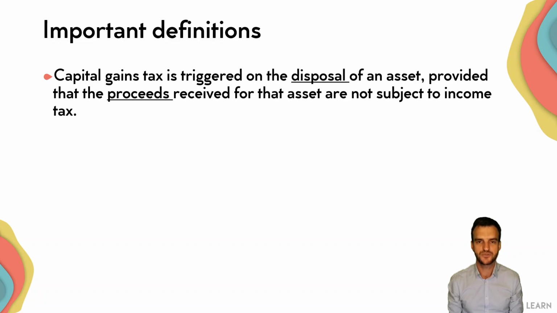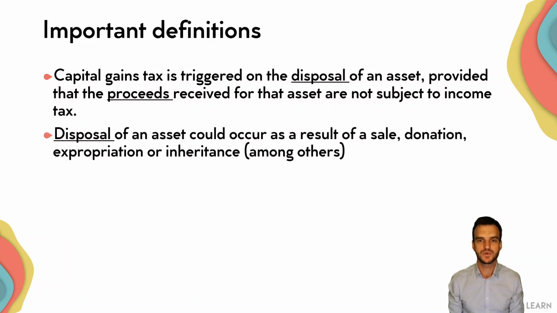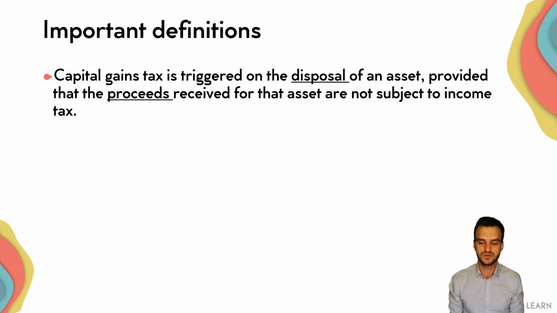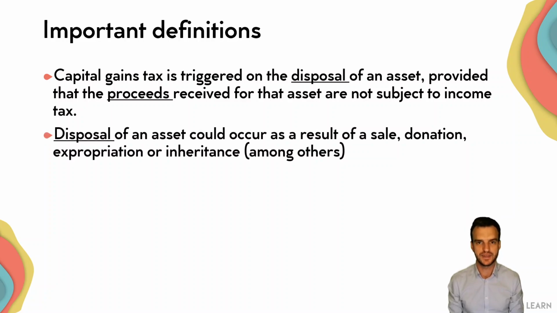So, in general terms, capital gains tax is triggered when you dispose of an asset and the proceeds that are received for that asset are not subject to income tax. That means that the proceeds received for the asset must be of a capital nature, because otherwise it would be included in your gross income and therefore subject to income tax already.